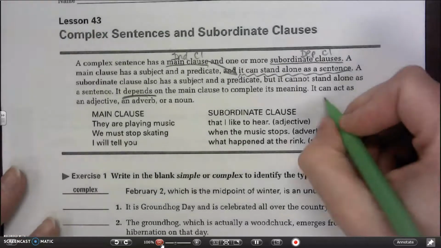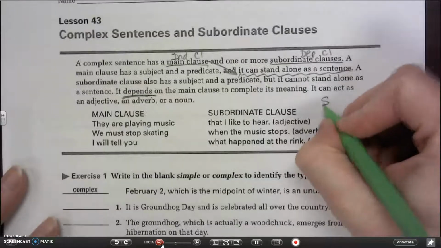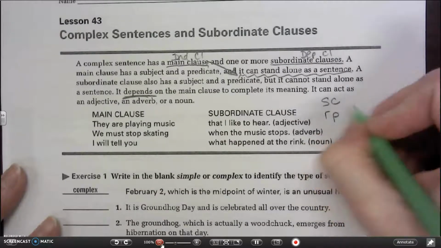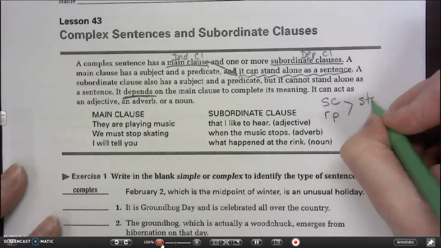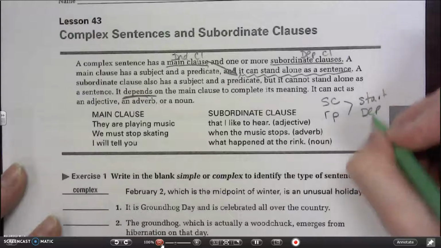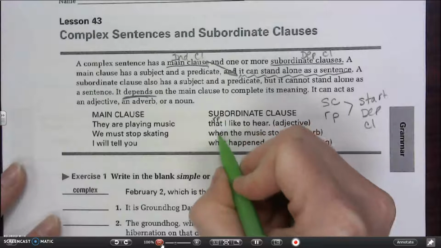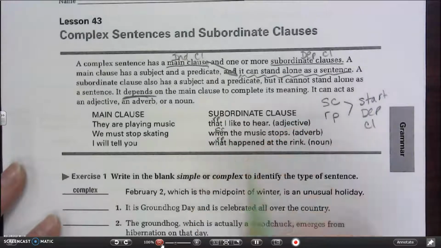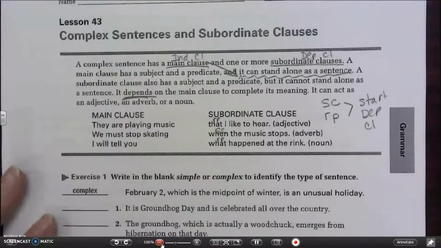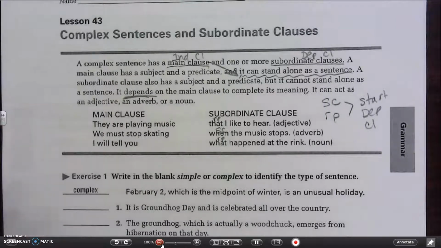So remember, in DGP we have our subordinate clauses and our relative pronouns. Those start dependent clauses. Okay, so look at this. We have a relative pronoun, subordinating conjunction, relative pronoun. Those are going to start your dependent clauses, your subordinate clauses.